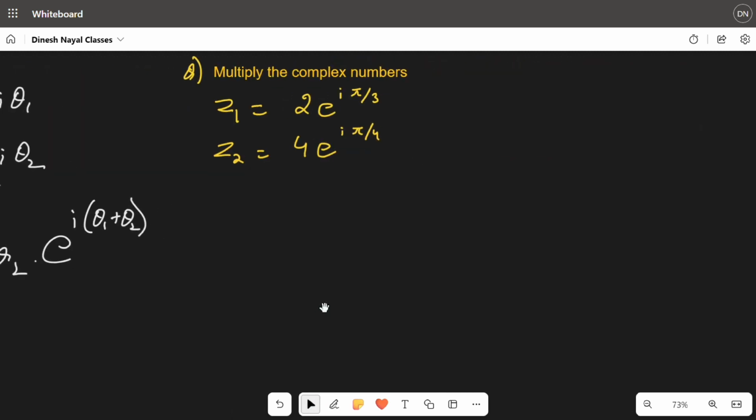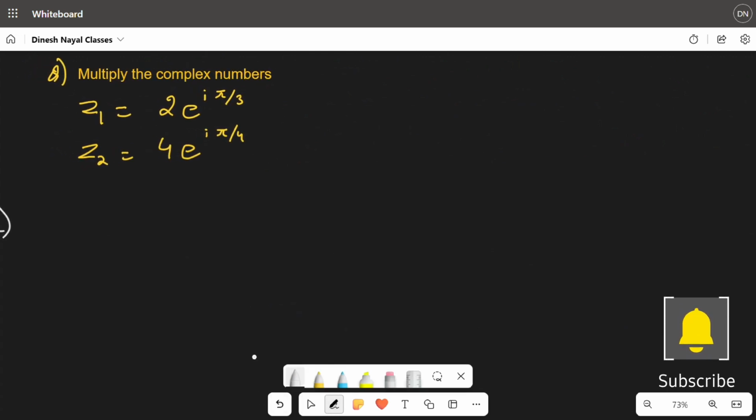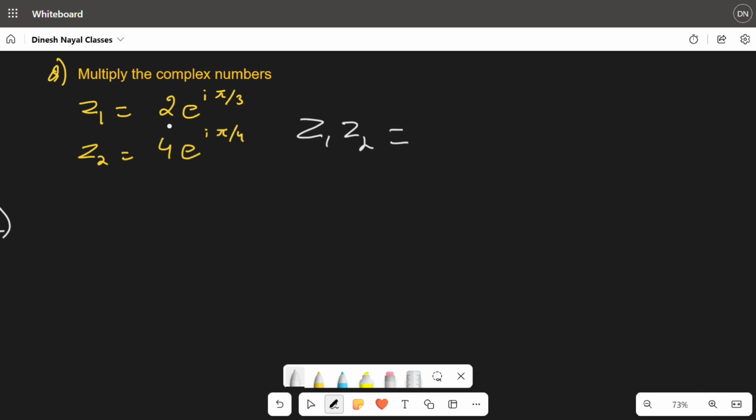Now continuing with our example, the question is: multiply the complex numbers. They have given you z1 as 2 e to the power i pi by 3 and z2 equals 4 e to the power i pi by 4. When we multiply z1 z2, the modulus of z1 is 2 and of z2 is 4, so you multiply the moduli, 2 times 4, and the argument will be added up. So this will be e to the power i times pi by 3 plus pi by 4.